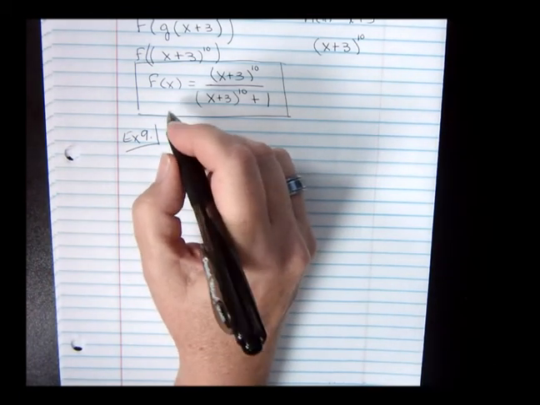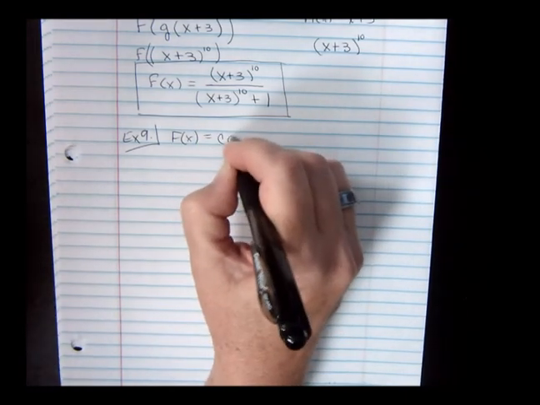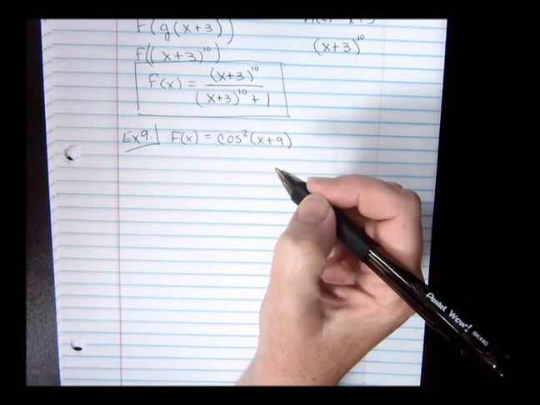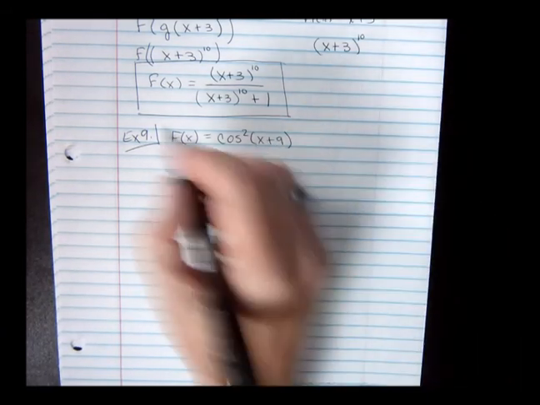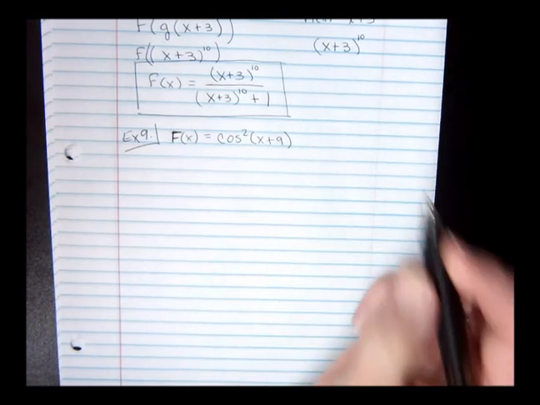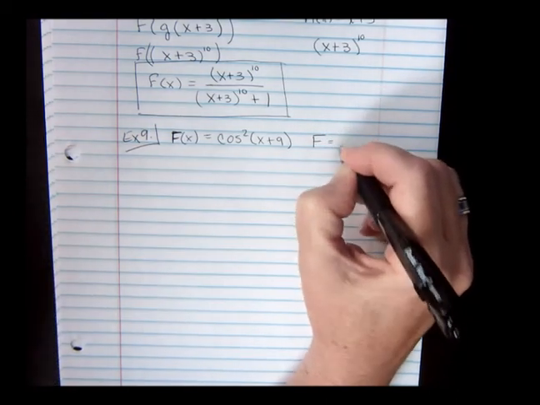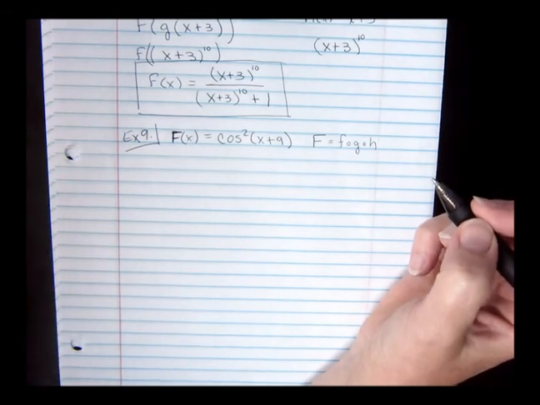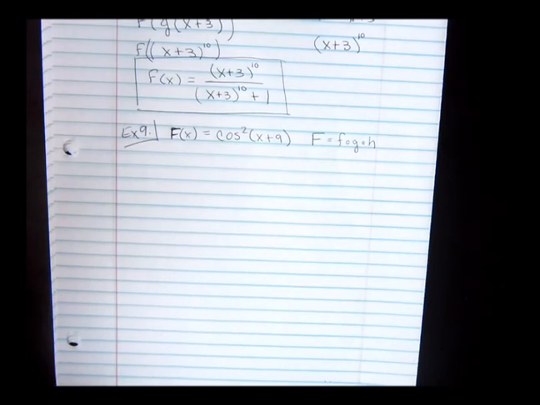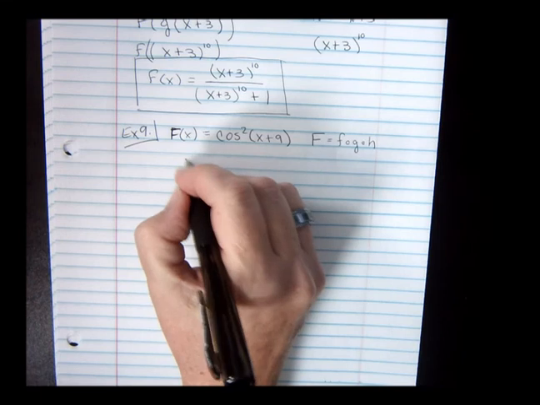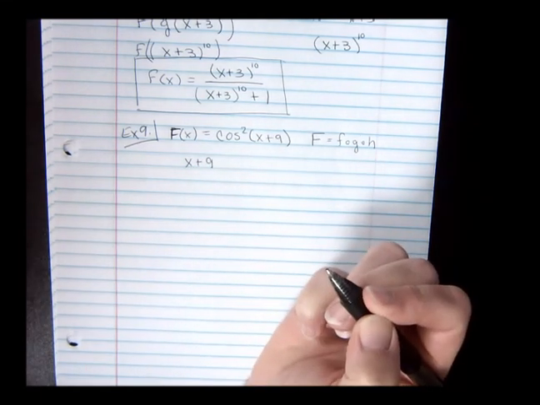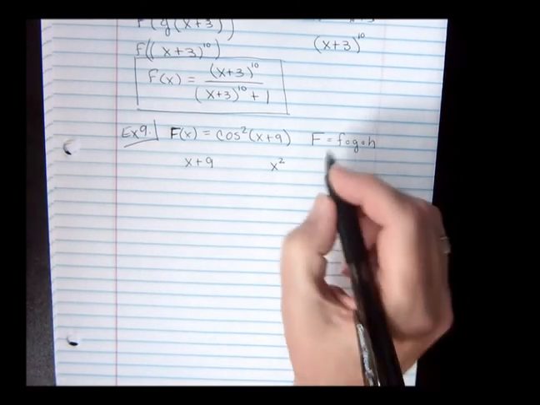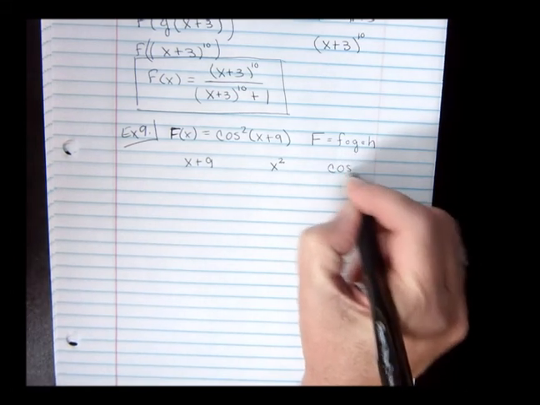Example 9 gives us a function of x, which is cosine squared of x plus 9. And here we're talking about unpacking this. Here we have capital F, that means it's already been composed. We want to figure out what F, G, and H look like so that you could do a composition and get this answer. So we see that we have x plus 9, so we know one of them is going to be x plus 9. We also see that we have something squared, so we know we're going to have an x squared. And then we also see that we're taking the cosine of something, so we're going to have the cosine of x also.